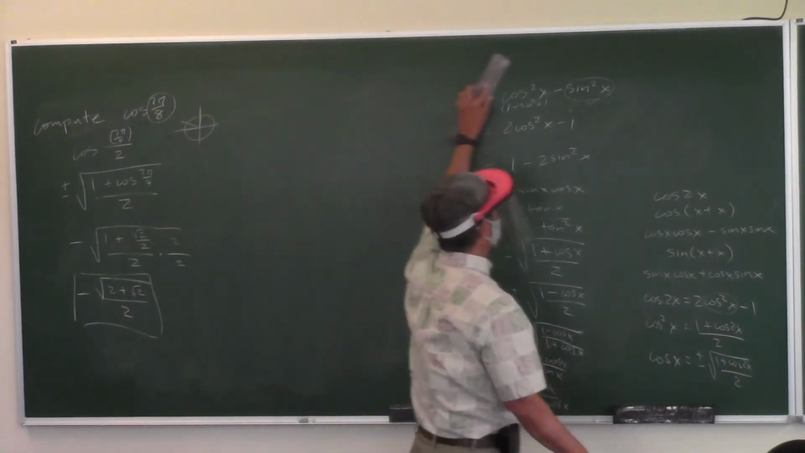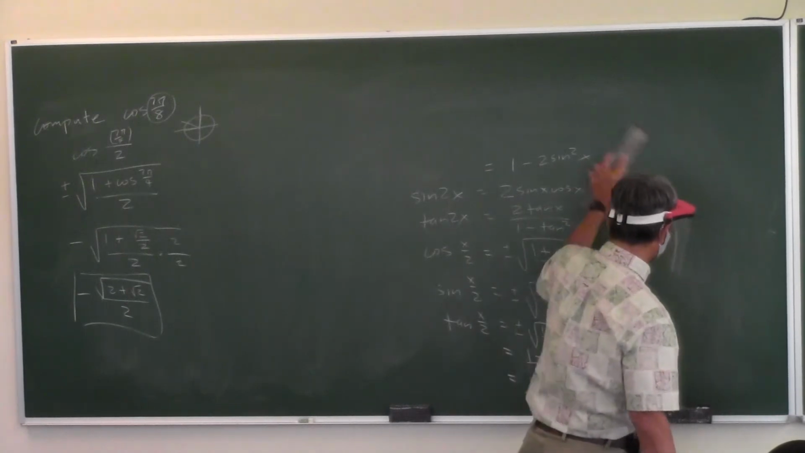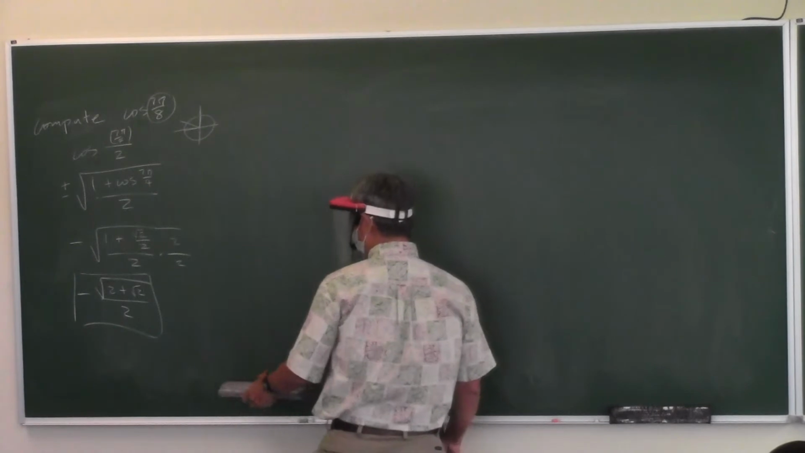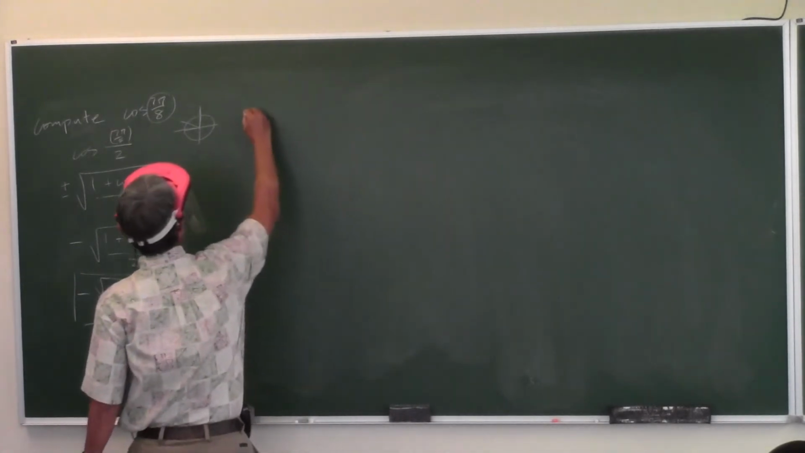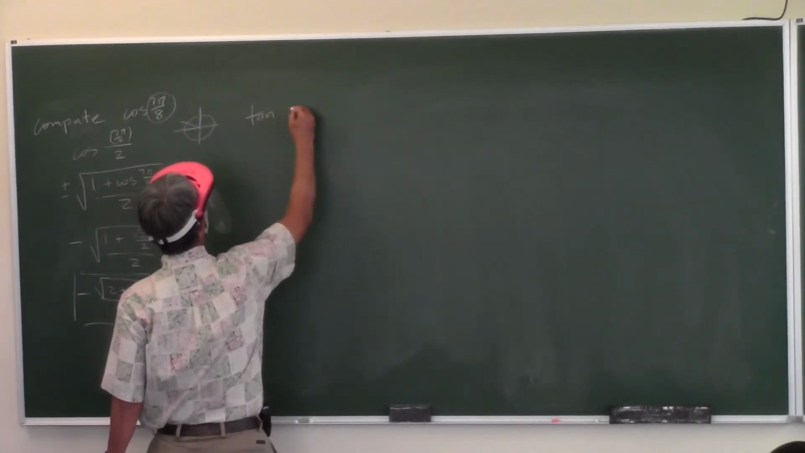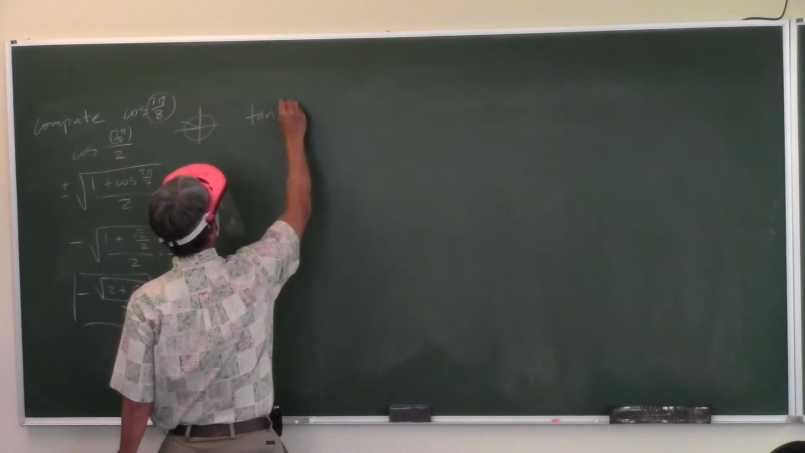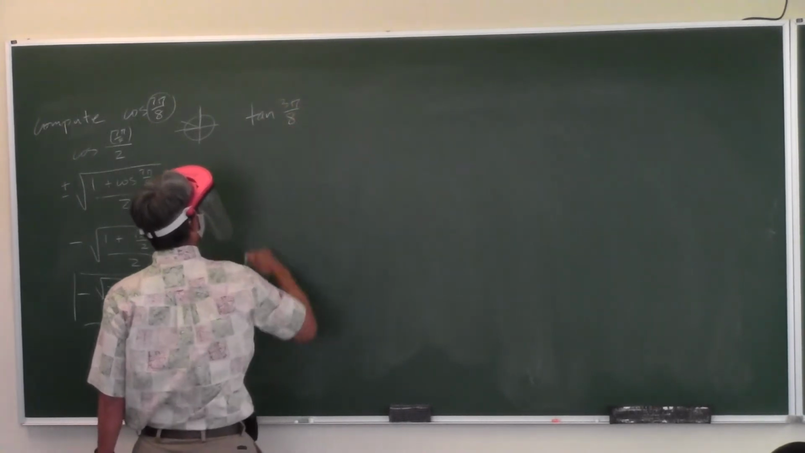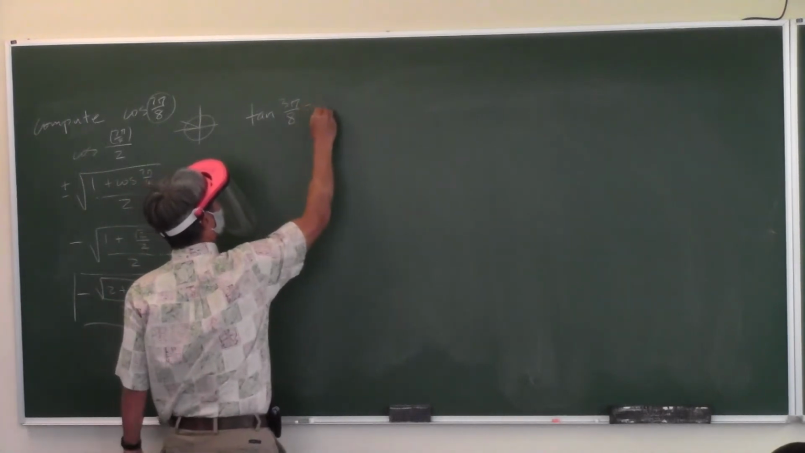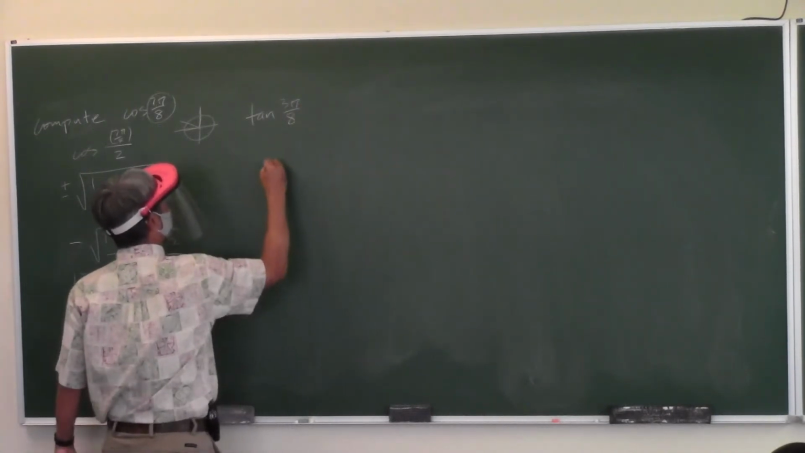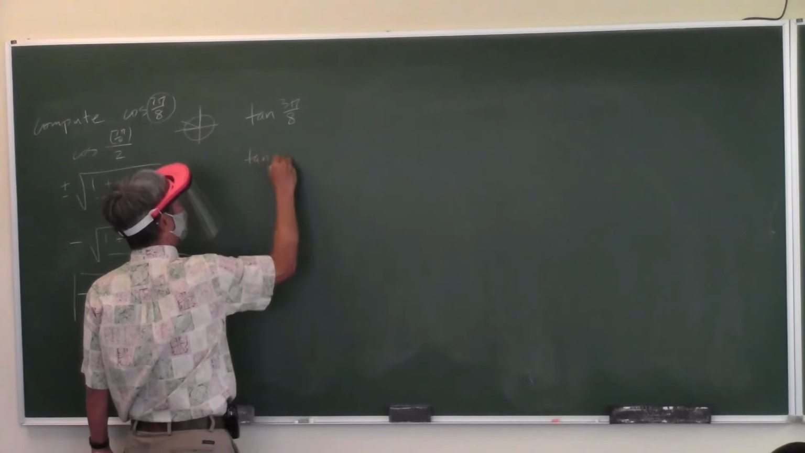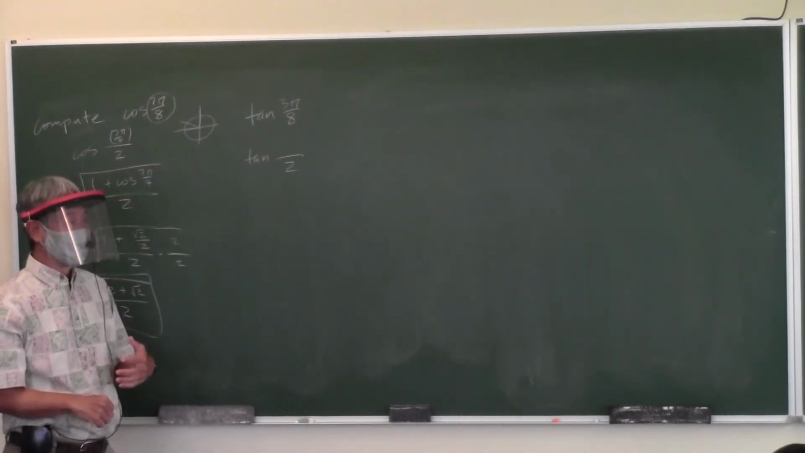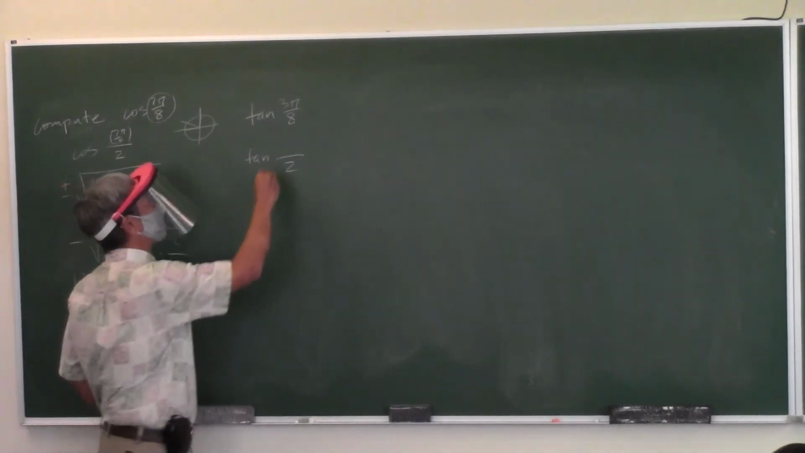Okay, I'm going to erase this already because we need the space. Let's do a tangent one. Compute the tangent of, give me something over 8. 3 pi over 8, okay. Okay, so is this equal to, here, let's just do it going downward. Is 3 pi over 8 half of an angle that I know? Yes, 3 pi over 4.